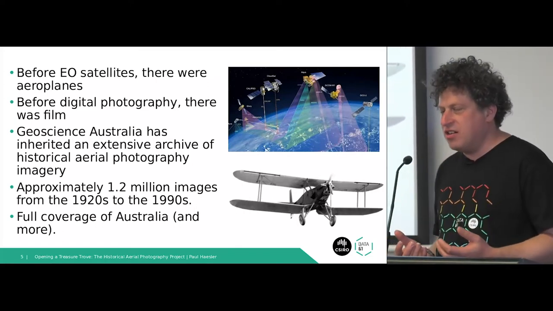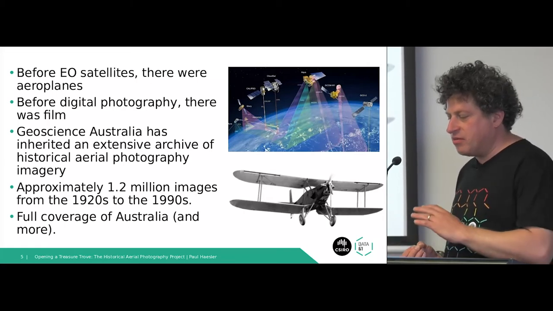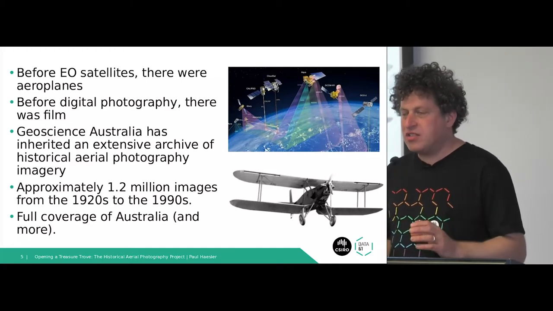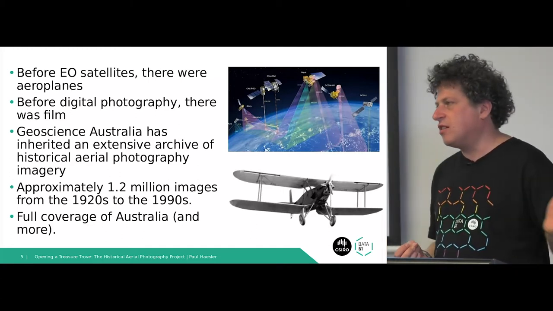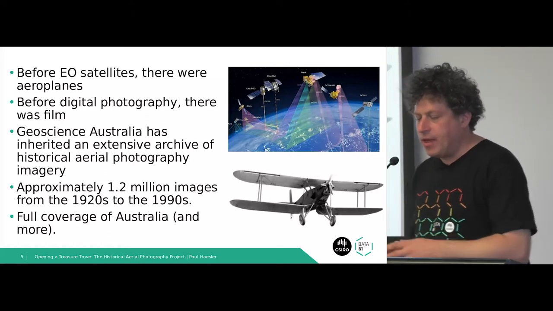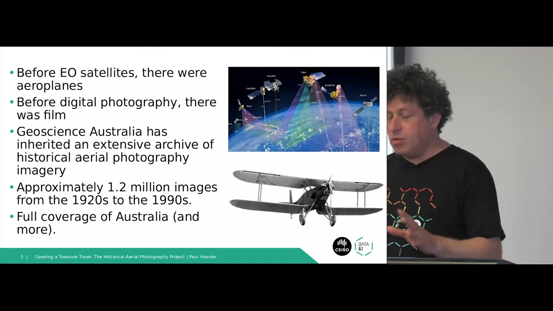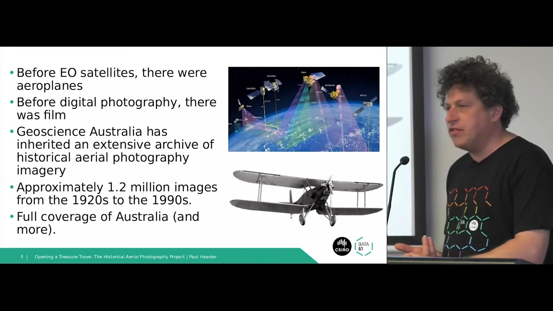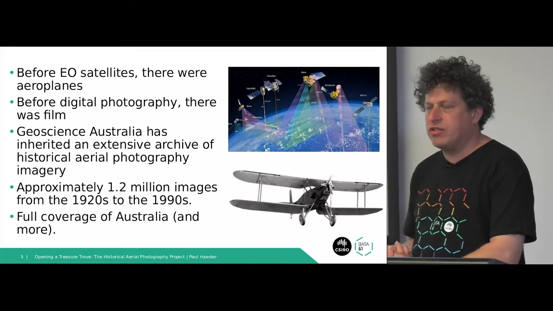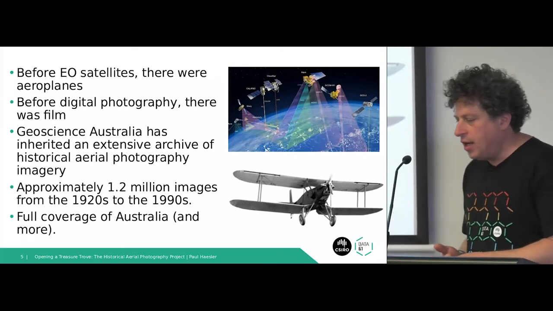Geoscience Australia has inherited an extensive archive of historical aerial photography imagery from its predecessor organisations. There's a bit over a million images, stretching right back to the 1920s, well into the satellite era. There's full coverage of Australia and more. There are several Pacific Islands that were at one point administered by Australia, and there's imagery of those as well: Western Samoa, Tonga, Papua New Guinea, Fiji, and so on.